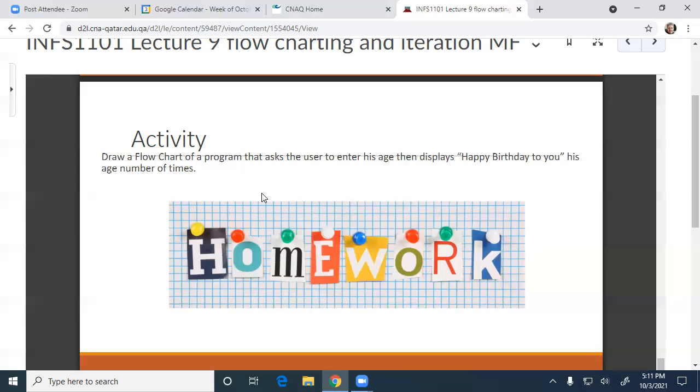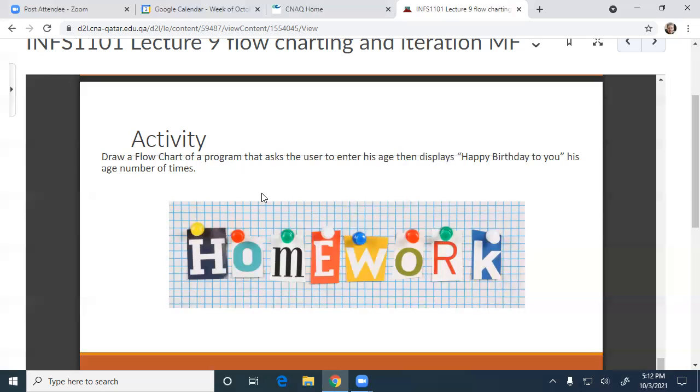If the age is 0, then we don't say happy birthday. If the age is 1, the count is 0, we say count is less than 1. We print happy birthday, we add 1 to the count, and we go back into the loop. This would be the algorithm, I think.